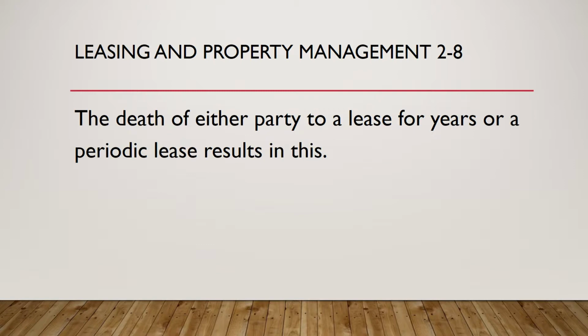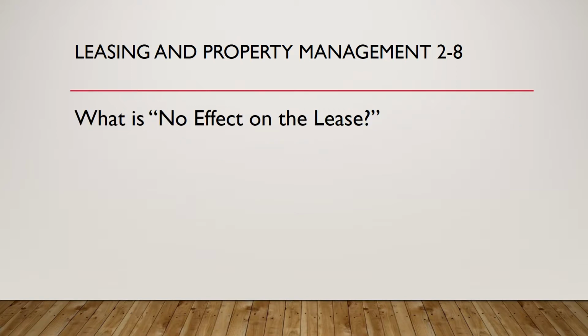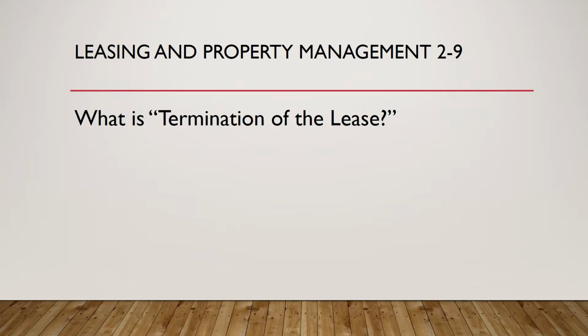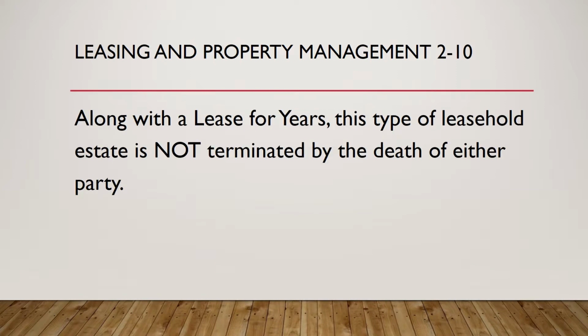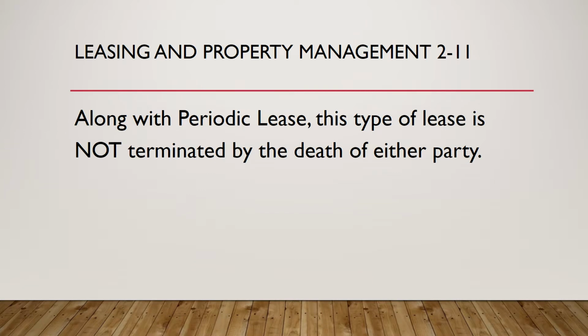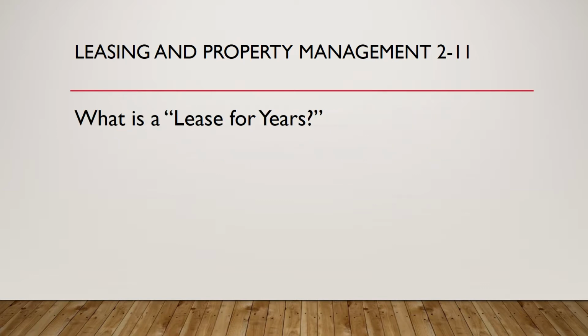Question 8. The death of either party to a lease for years or a periodic lease results in this. What is no effect on the lease? Question 9. The death of either party to a tenancy at will results in this. What is termination of the lease? Question 10. Along with a lease for years, this type of leasehold estate is not terminated by the death of either party. What is a periodic lease? Question 11. Along with a periodic lease, this type of lease is not terminated by the death of either party. What is a lease for years?